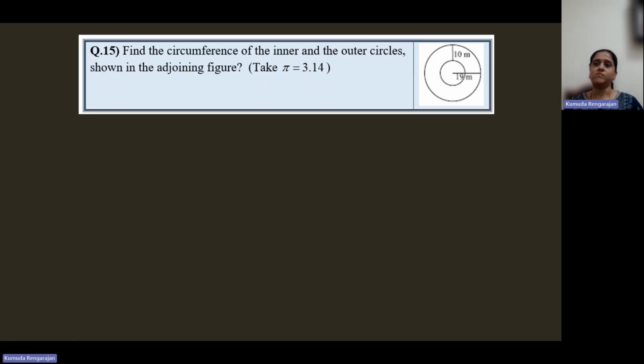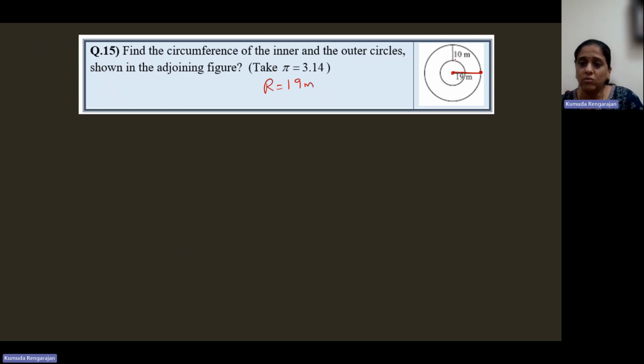Okay, next one. Find the circumference of the inner and the outer circles shown on the adjoining figure. Find the circumference, that is 2 pi r, of the inner and outer circles. Now, center to a point on the outer circle is what? Radius of the outer circle, capital R. Capital R is 19 meters. Why? Because it is from the center to a point on the outer circle.